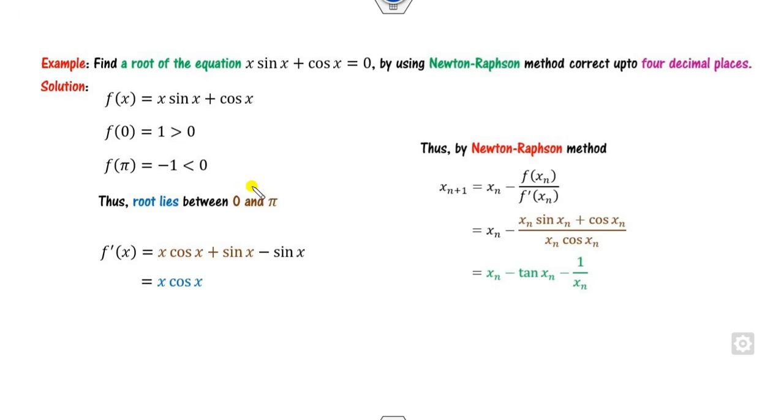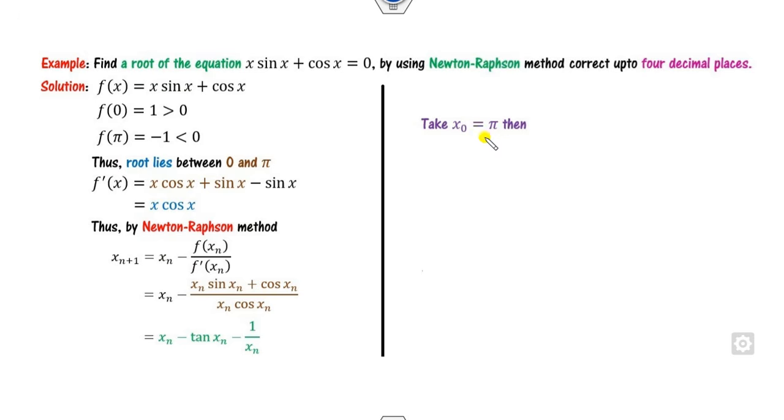Fine. Now you can take any number in between them. Remember, it's 0. What is pi? 3.1415 and so on, because we need up to 4 decimal places. You can choose any number between 0 and 3.1415. So I suppose pi. I can substitute this value here. When you substitute, this is tan pi minus 1 over pi. So tan pi is 0, so this is pi minus 1 over pi.